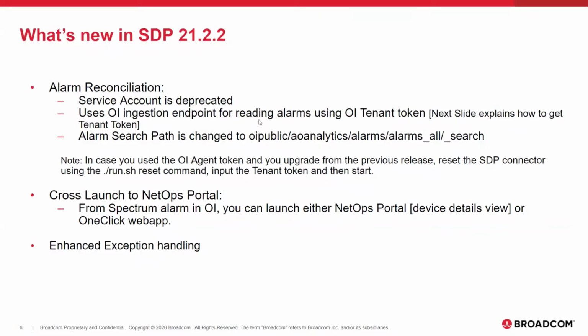That's a great move from OI. So it makes the configuration easy. But yeah, that requires the OI Tenant Token to be passed on to the Spectrum Data Publisher. So we'll see how to get the OI Tenant Token in the next slide. Along with that, the alarm search path is changed. The way we fetch the alarms from OI is changed as per the OI team's recommendation. So that's what it is.